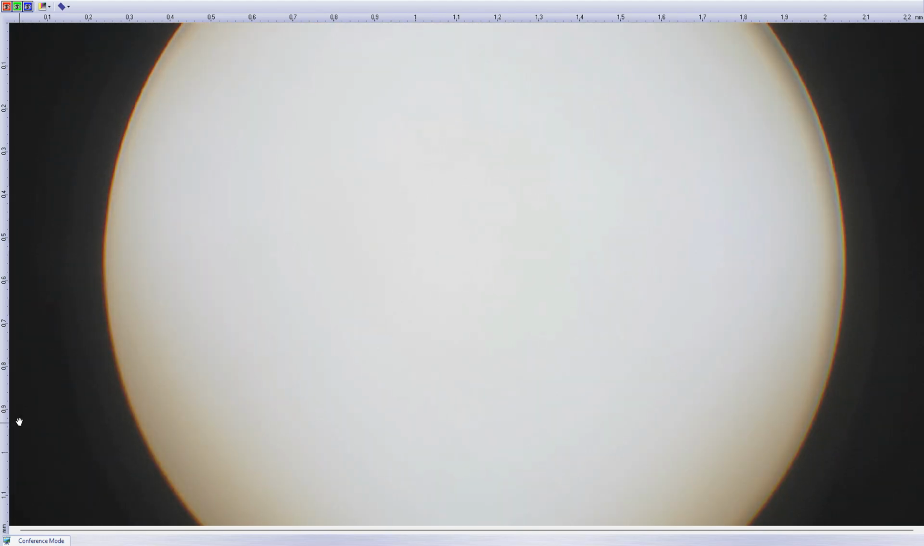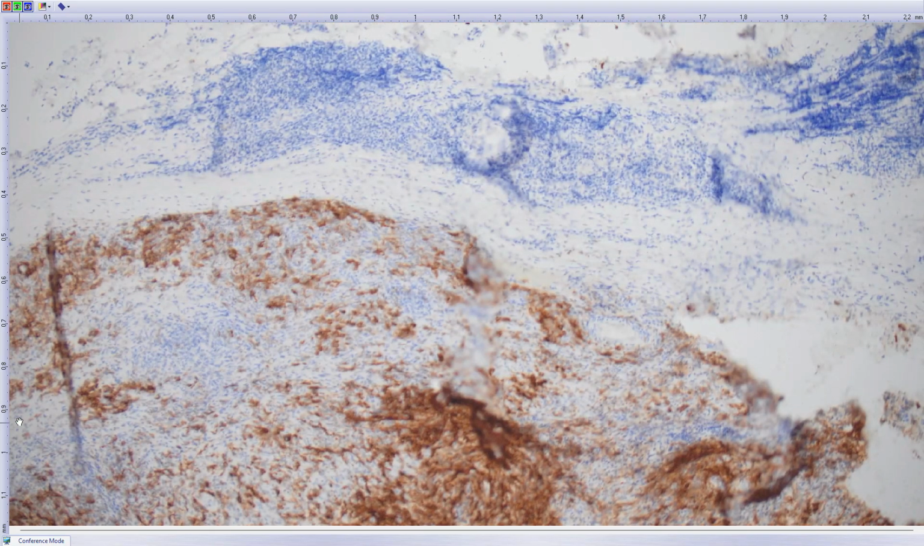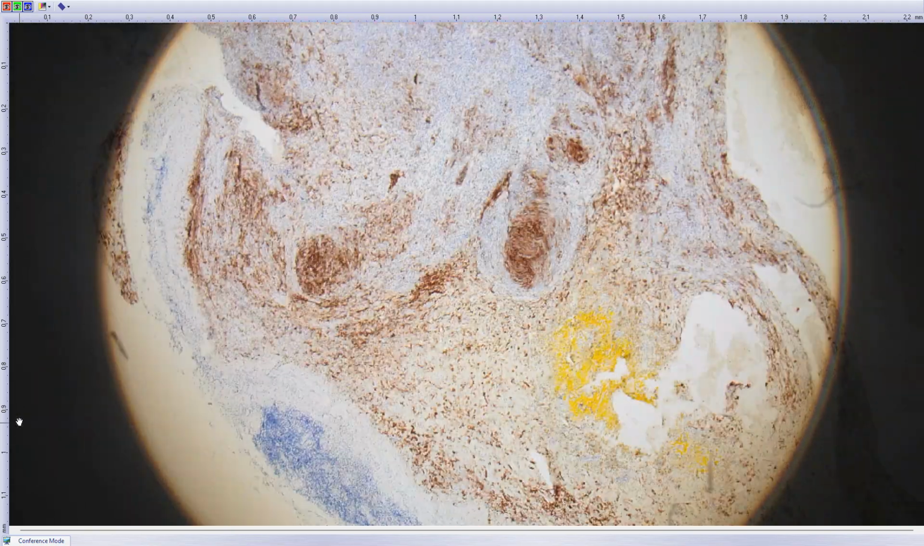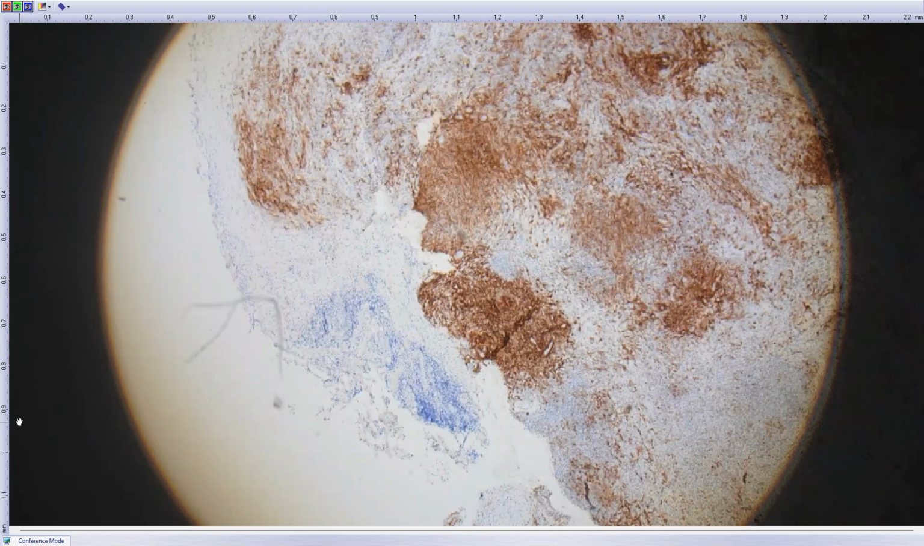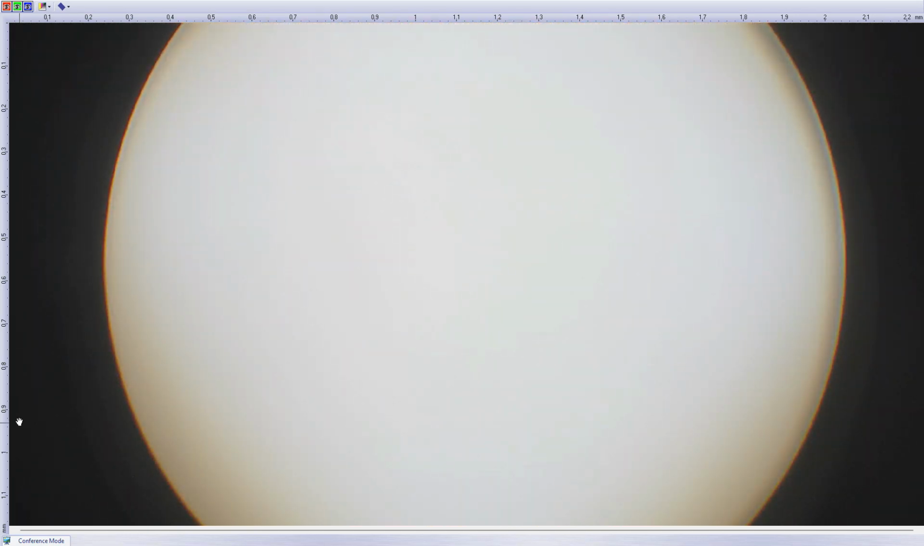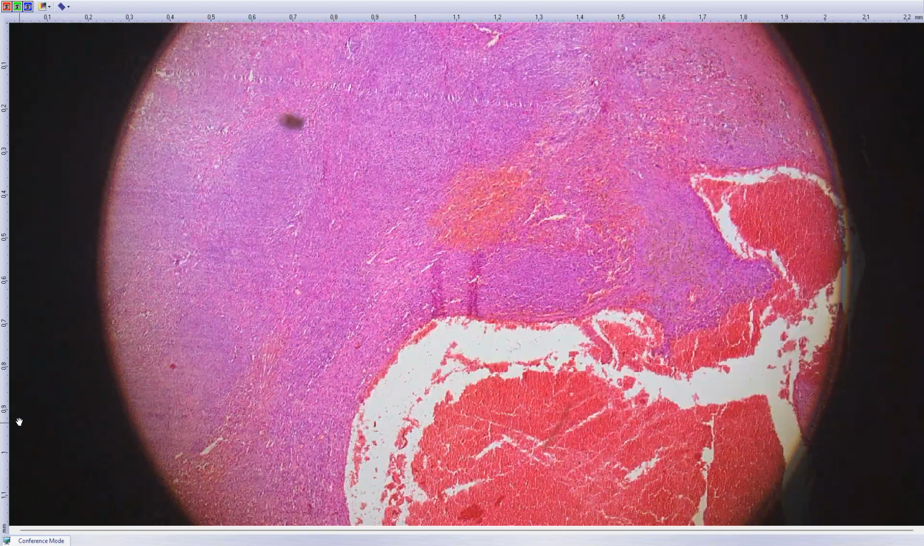Then useful might be desmin, which is positive in about the same number of cases, around 70%. Here we have nice expression of desmin. It's rarely so diffuse. And then there is a more recently described helpful antibody, which is ALK. This tumor is commonly ALK positive despite absence of ALK fusions. So it can help. Then I did EWSR1 FISH, and this confirmed angiomatoid fibrous histiocytoma, typical for young patients, especially boys.